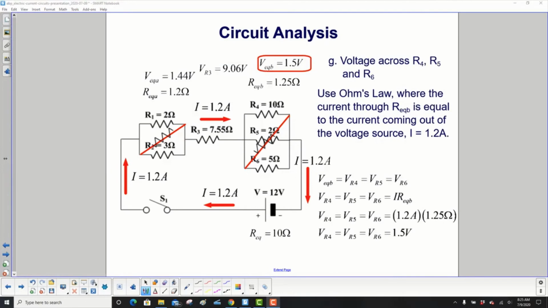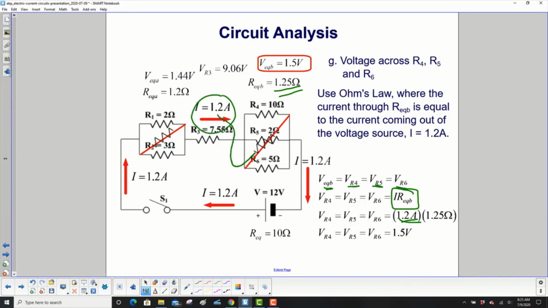Voltage across R4, R5, and R6. Once again, we can use Ohm's law where the current through the equivalent resistance, this one right here, 1.25 ohms, is equal to the current coming out of the voltage source, 1.2 amps. So the voltage across the equivalent resistance will equal the voltage across each of the individual resistors, and that is equal to the current coming out of the battery times R equivalent. So we put that in. 1.2 amps is the current. Right, this current here, it all goes through the equivalent resistance.